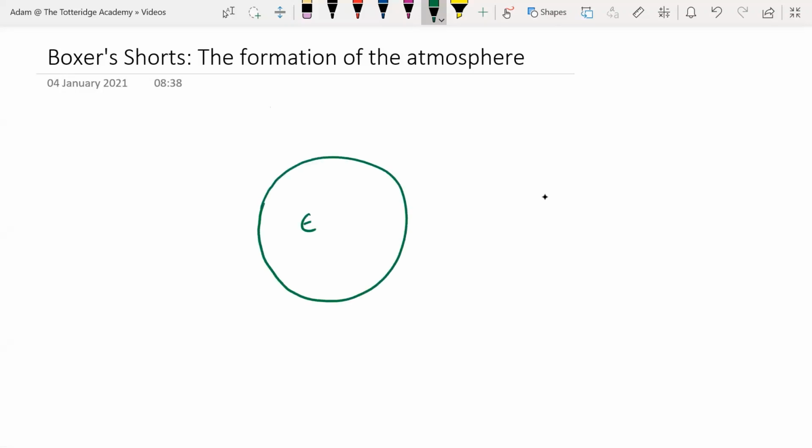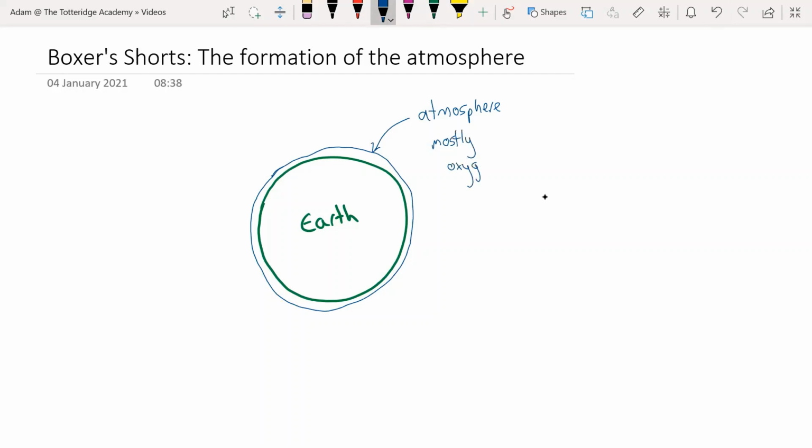This here is Earth. That's the planet that we live on. And around the Earth is this really thin layer of gas that we call the atmosphere. Now, nowadays, the atmosphere is mostly, not massively, mostly oxygen and nitrogen. But it wasn't always mostly oxygen and nitrogen, and it's changed over time.